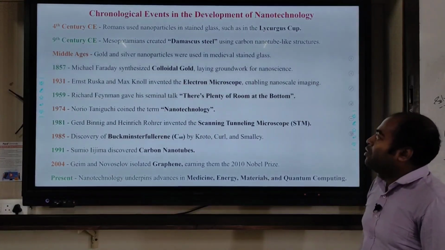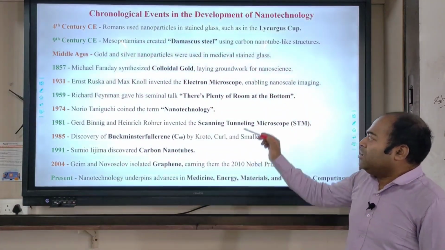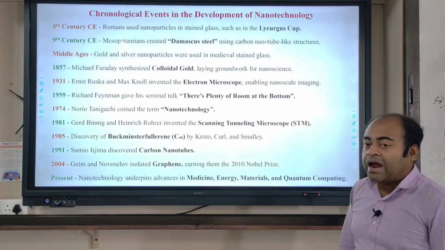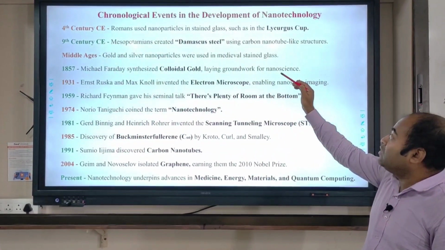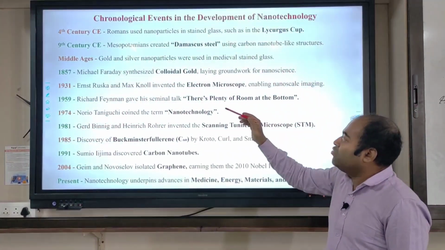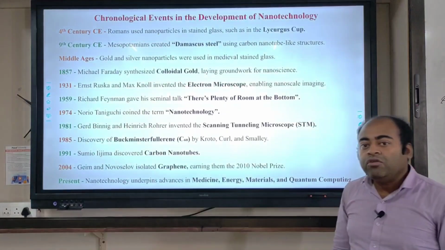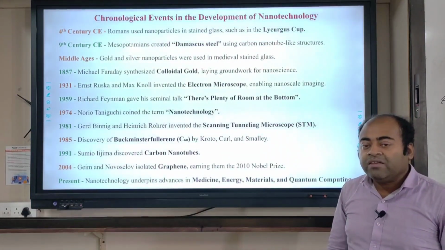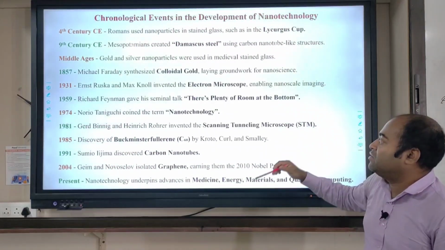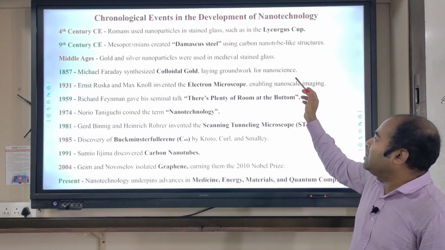Now let us discuss the chronological events in the development of nanotechnology. As far back as the 4th century BC, the Romans used nanoparticles unknowingly in stained glass such as the Lycurgus cup. Then in the 9th century, the Mesopotamians also prepared Damascus steel. So they knew the technology of making steel and other alloys, and they used carbon nanotube-like structures. In the Middle Ages, gold and silver nanoparticles were also used for staining glass.